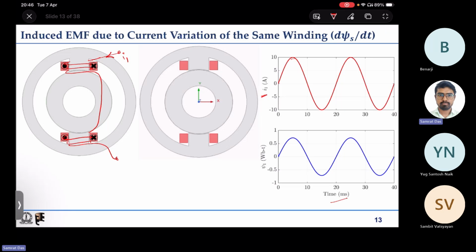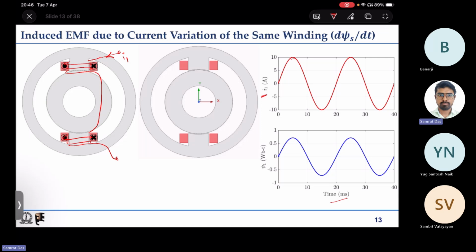If we have this case, then you can visualize how the flux lines change. Basically, if the current changes, then the flux linkage of that coil also changes, because the mmf changes, and so the flux changes, so the flux linkage also changes.